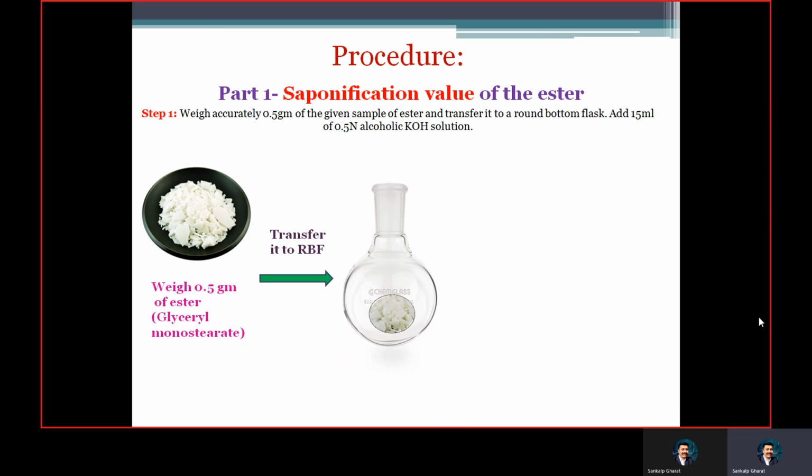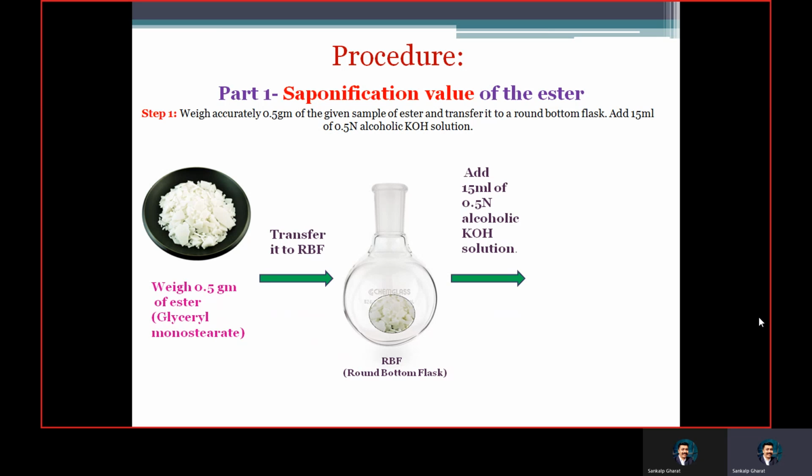So we have transferred the glyceryl monostearate into the RBF. What is the next step? We have to add 15 ml of 0.5 normal alcoholic KOH solution. To this RBF, in which 0.5 gram of ester is already present, we will be adding 15 ml of 0.5 normal alcoholic KOH.